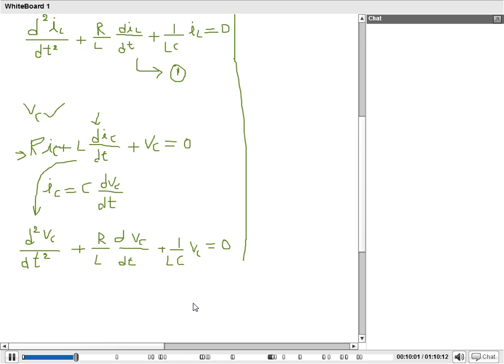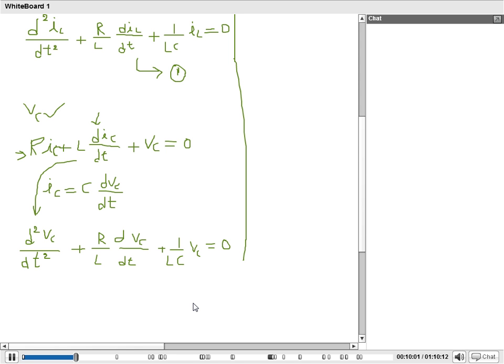Here 1 by R Vc is there. If you differentiate 1 by R into dVc by dt, since I am dividing with the capacitance value, we get 1 by RC dVc by dt. And for this term, if you differentiate, the integral and differential get cancelled. Since I am dividing the whole equation with C, 1 by LC Vc is equal to 0. So this is equation 3.